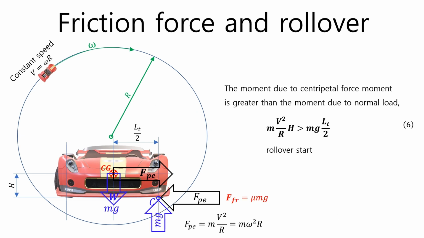Let's look at the relationship between friction force and rollover. As shown in the figure, if the moment due to centripetal force Fpe is greater than the moment due to normal load, rollover may start and the vehicle may roll over. This can be expressed as shown in equation 6. That is the reason for the caution in the previous video H0060 that when you first practice high performance driving, you should do so on roads with low friction coefficients. If the coefficient of friction is low, sliding occurs and high-performance driving practice is possible, but if the coefficient of friction is high, the vehicle may roll over, so be careful.